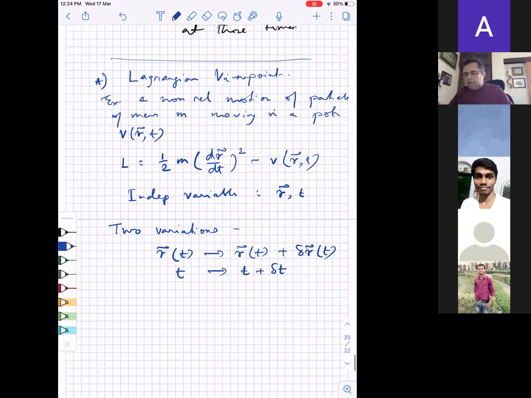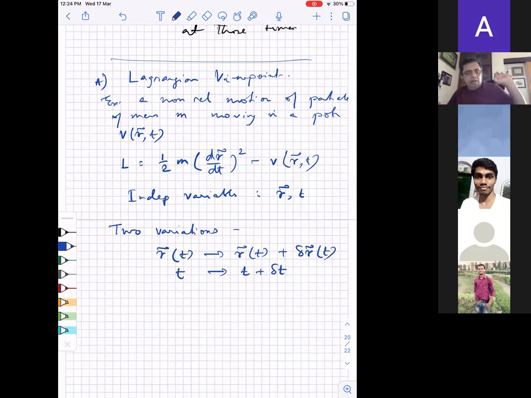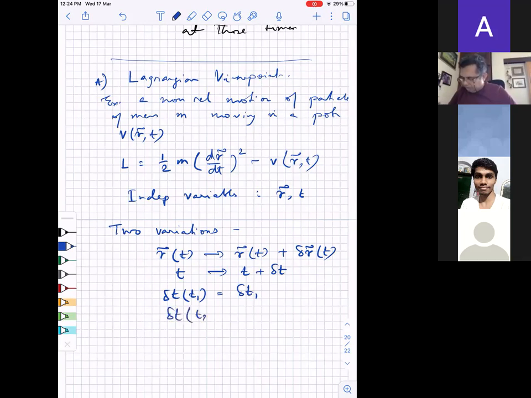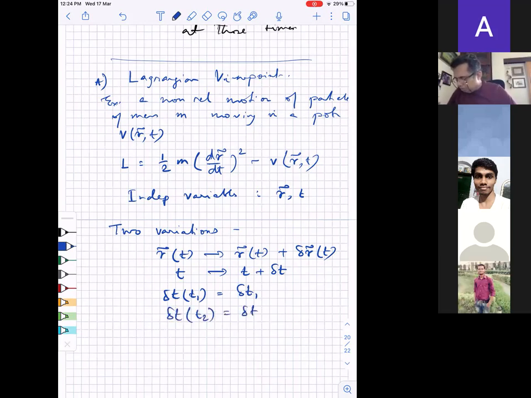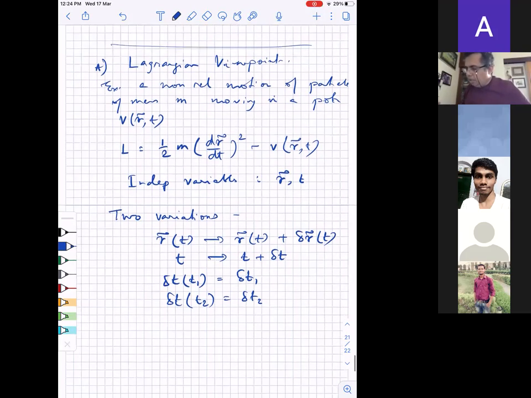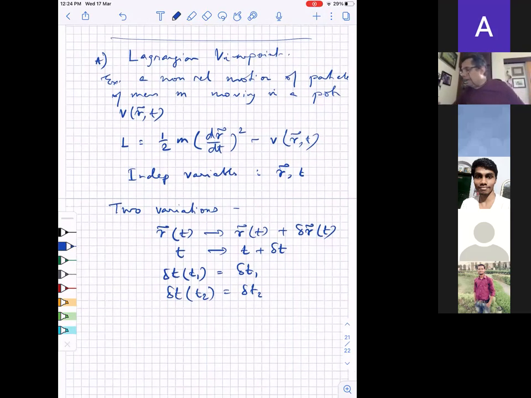Also, I will have a choice of the endpoint variations. So I'll think of the choice of the endpoint variation. If I write down the endpoint variation, delta T at T1, let me call it delta T1, and my delta T at T2, let me call it delta T2. Remember, the endpoint variations will give a change in the action, whereas the other variations will not give a change in the action.